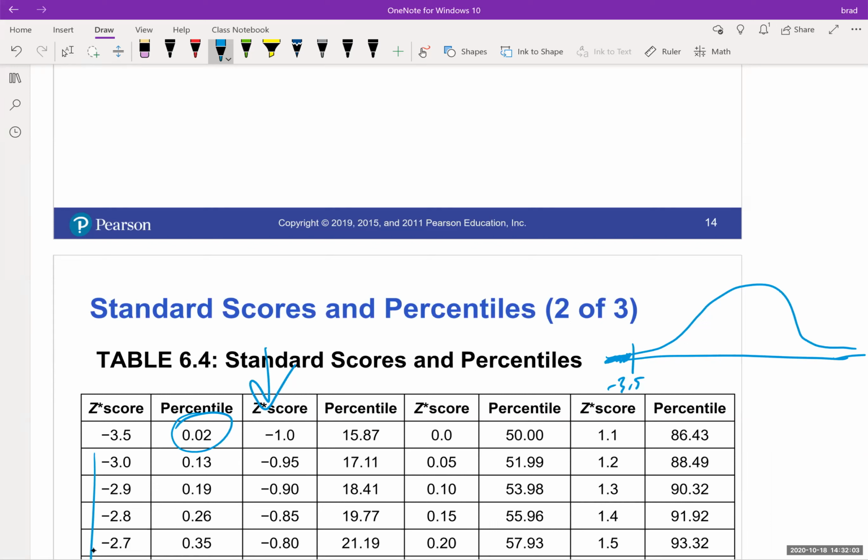And they say 0.02. So that's actually of a percentile. That actually means 0.02 percent. If you think of it as a decimal, that's 0.0002. That is a very, very, very small number. I could check it on my calculator. You guys don't have a calculator, but we could say negative 3.5.